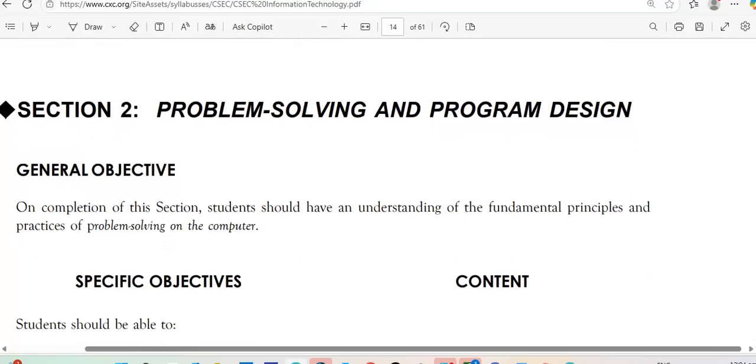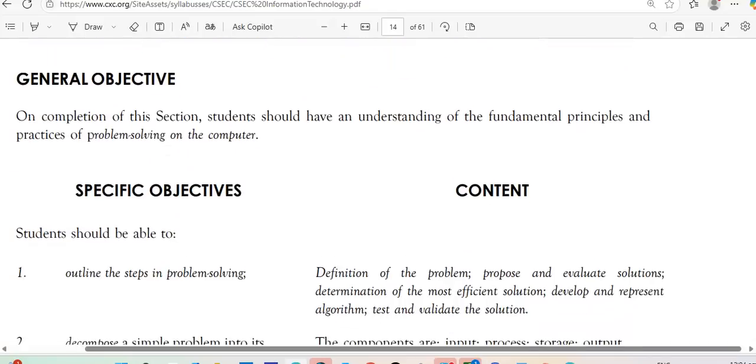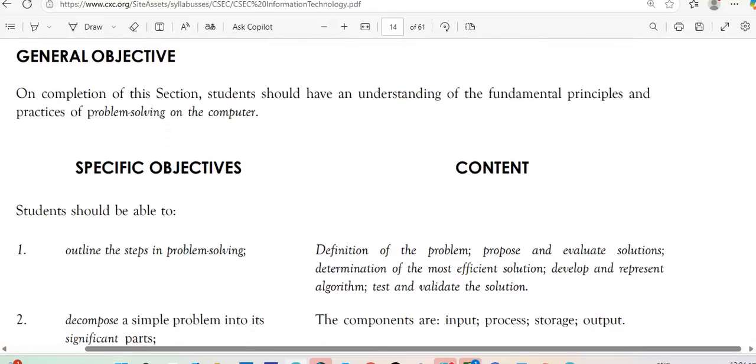All right, let's see. Problem solving and program design. Outline the steps in problem solving. So the first thing you have to do in solving a problem is to find the definition of the problem. What is a problem? What's the meaning of the problem? You're going to propose and evaluate solutions, determine the most efficient solution, develop and represent the algorithm, test and validate the solution. So if they ask you about the steps in problem solving, these are the answers that you're going to write.